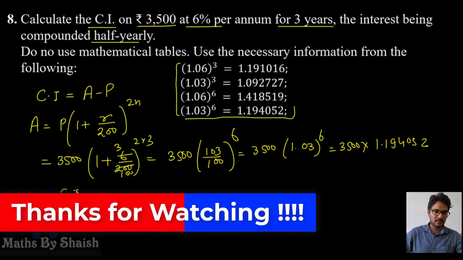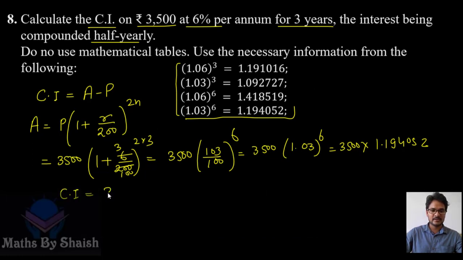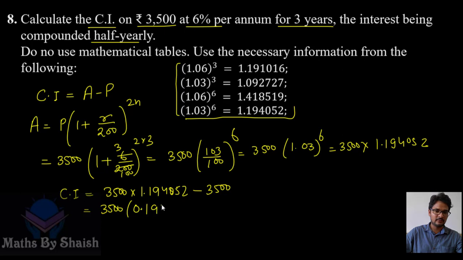So compound interest would be A minus P, and if A is 3,500 into 1.194052, then minus 3,500 we can calculate. Otherwise I will take 3,500 common, and this 1 minus 1 cancels, so we are left with 0.19405.